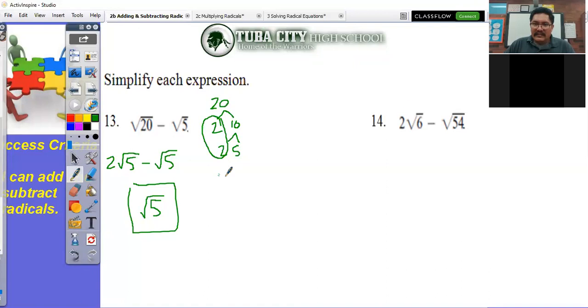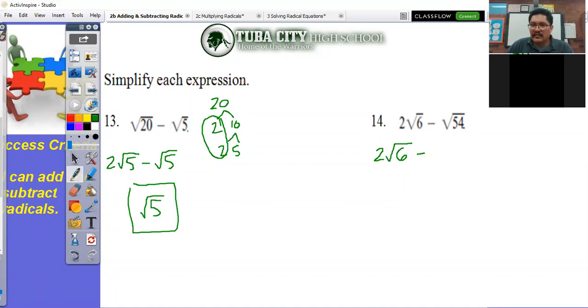Okay, number 14, 2 root 6 minus root 54. All right, with this one, it does not look like there's anything I can do, so I'm going to go ahead and leave it as is. And now for 54. Now again, these numbers are going to start getting a little bit bigger, so it's probably easier to use full-on prime factorization instead of just looking for square numbers, which again, both methods work. And I'm showing you both so you can pick which one you want.